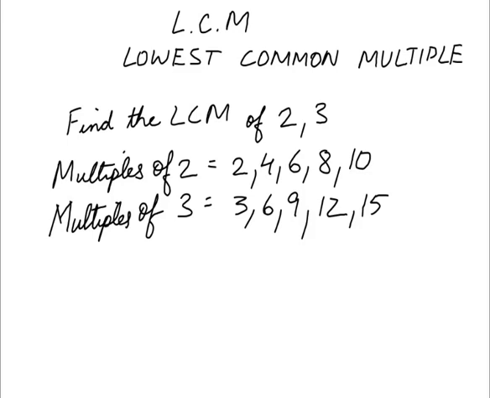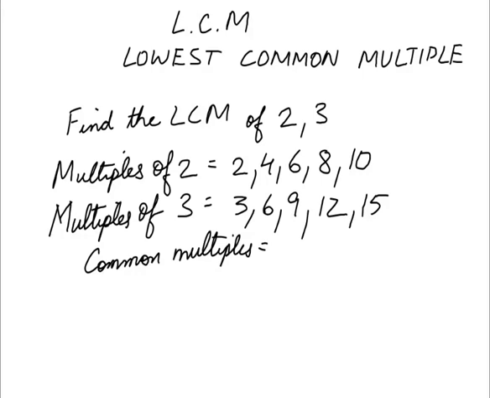So if you can see here, I have listed the multiples of 2 and then I have listed the multiples of 3. Now let's see what the common multiples are. Common meaning belonging to more than one thing. So we have multiples of 2 here and multiples of 3. So let's see what is common between them.